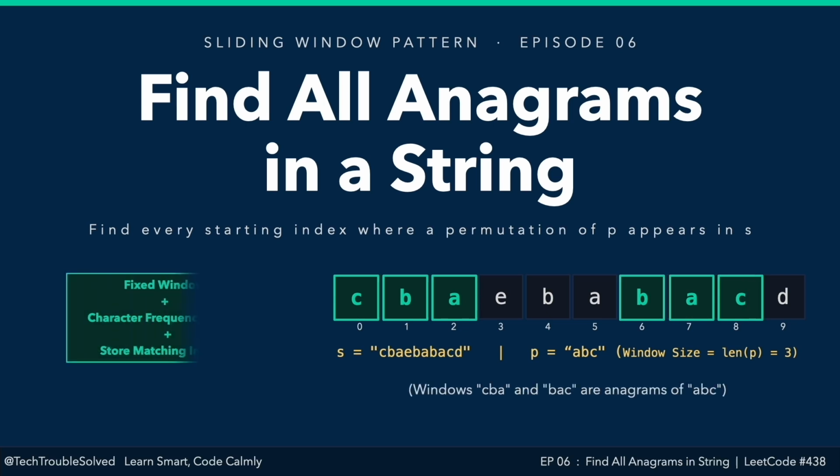Fixed window, character frequency match. Store every matching index. Those 3 things, that's all this problem is. Output is 0 and 6. And if you have watched episode 5, Permutation in String, you already know 95% of how to solve this. The remaining 5% is one line of code. We will get to it.